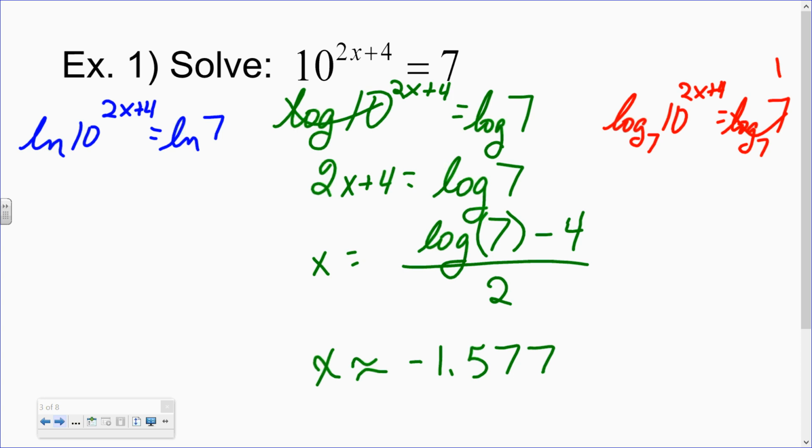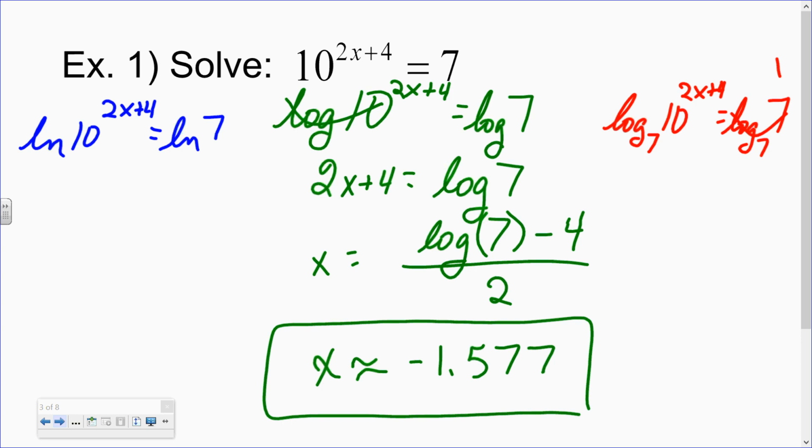No, x was in an exponent. Can we have negative exponents? Yeah, so we don't care in an exponent. So this is just fine, and this is our answer.